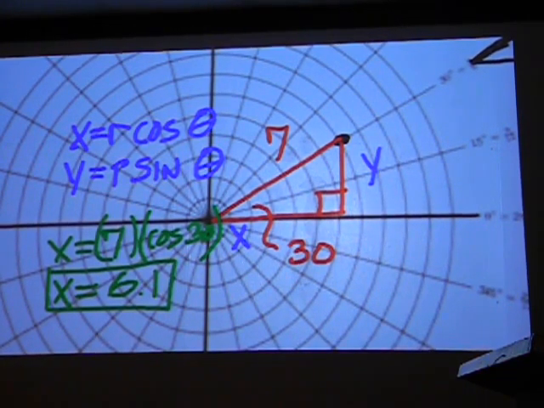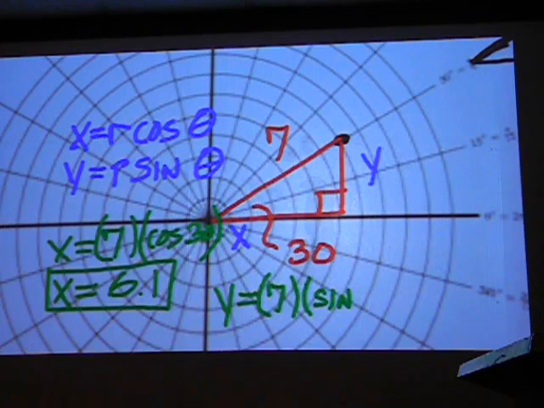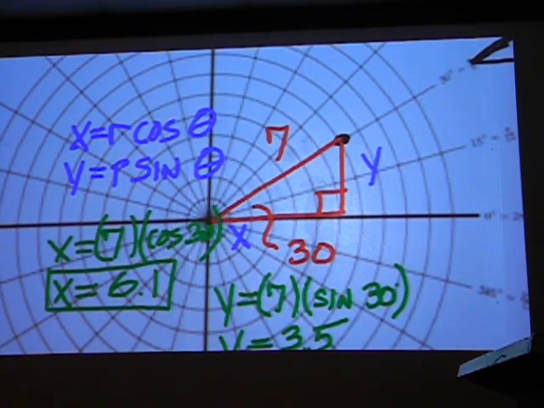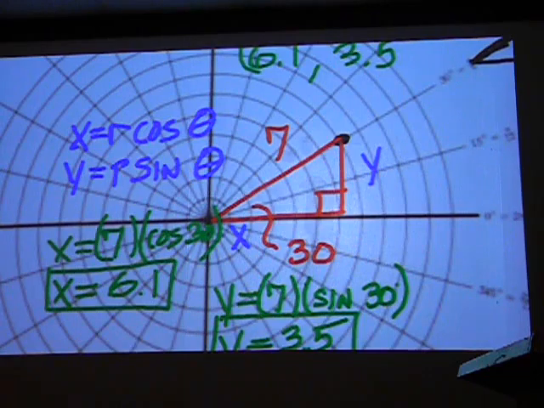And then we need to find the y value, so we'll go y equals 7 times sine of 30 degrees. Sine of 30 degrees, and then multiply by 7, that comes out to be 3.5. Therefore, your final answer for this is going to be 6.1 and then 3.5.